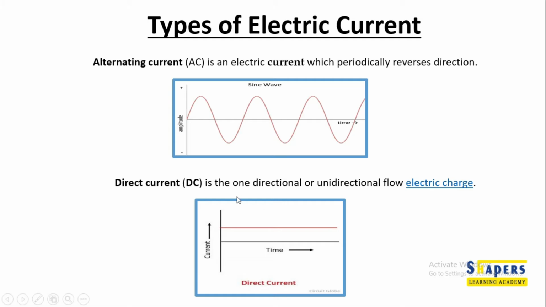Direct current is one directional, or unidirectional, flow of electrical charge. Most of the storage electrical currents, batteries, battery banks, come under this direct current model.